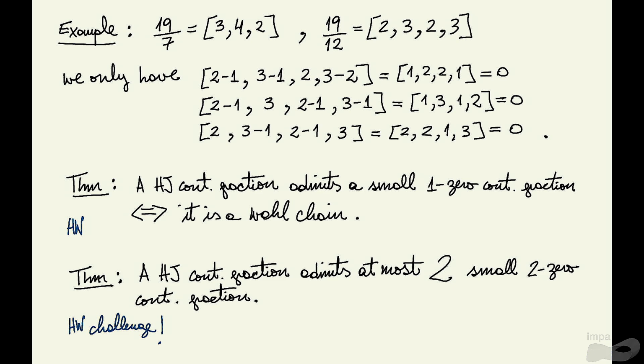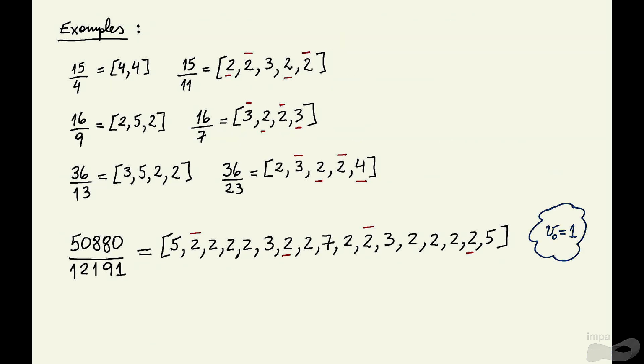I think that I have examples of that now. So for example, 15 over 4 is [4, 4]. The dual is [2, 2, 3, 2, 2]. But now you see that there are 2 pairs where you can subtract 1. They are marked with red bars. You have [2, 1, 3, 2, 1], that is 0. You can contract to 0. And the other one is the symmetric, because this is symmetric.